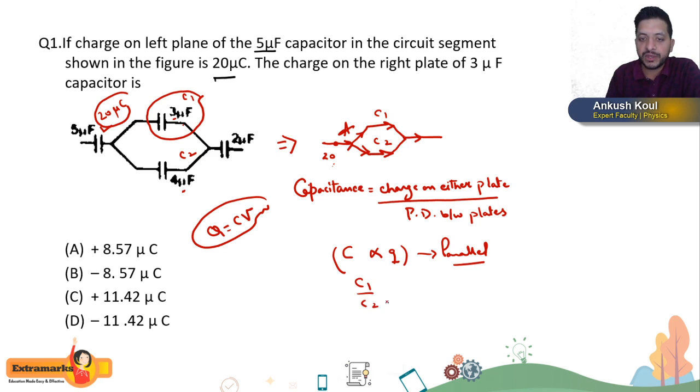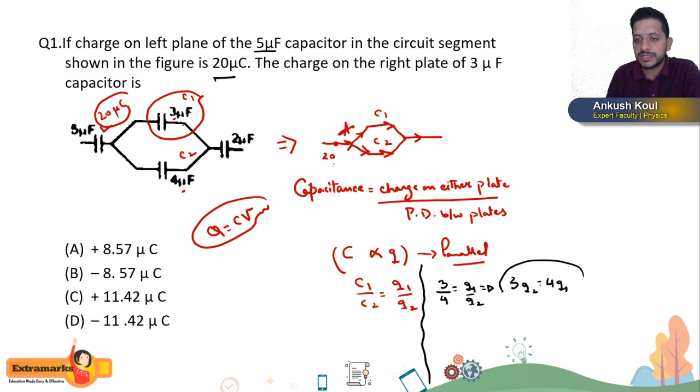So in parallel combination, capacitance ratio will decide the charge ratio, or I will say C1 by C2 will be equal to the charge on 1 divided by the charge on 2. Clear? So how much is C1 and C2? Now if we solve this question, if we have understood what parallel combination means, C1 is 3 and C2 is 4, so 3 by 4 must be equal to Q1 by Q2, which gives us a relation that 3 times Q2 is equal to 4 times Q1. This is our one equation.